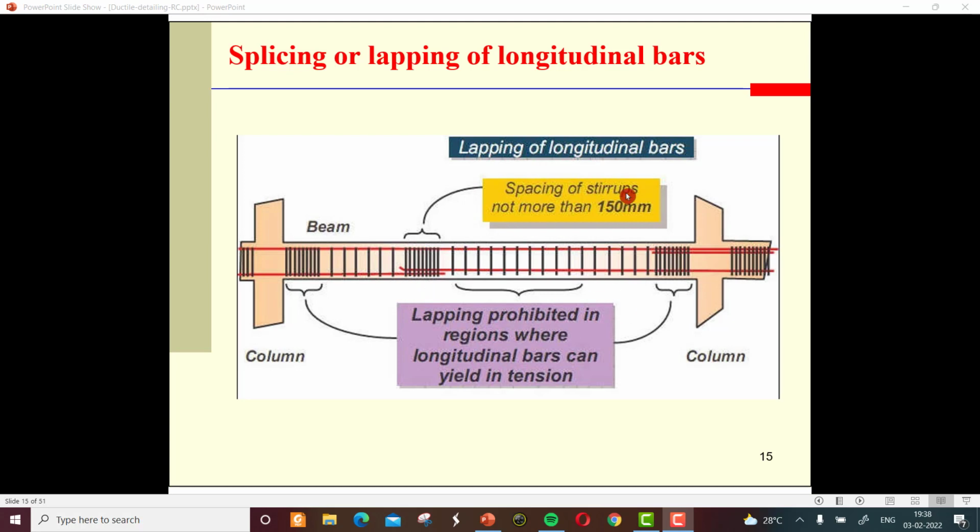There are some conditions or restrictions on lapping. Lapping is prohibited in regions where longitudinal bars can yield in tension. So never provide lapping at points of highest bending moment. Supports, midspan, etc. should be avoided. That's the main takeaway regarding the splicing or lapping of the longitudinal bars.